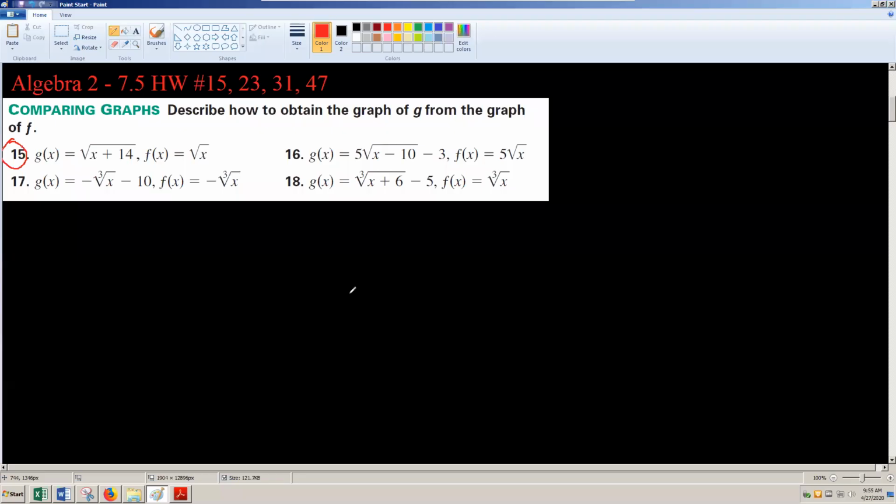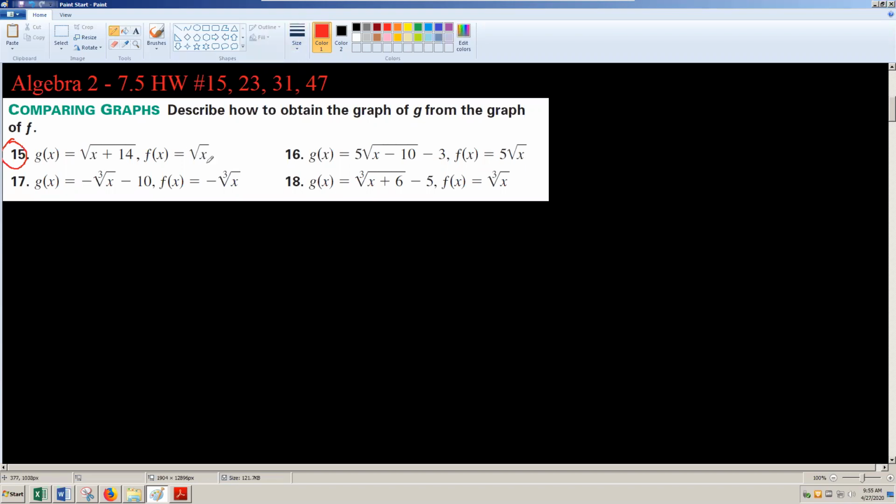So here is our 7.5 homework. We're going to start out with number 15. So we're just going to describe how to obtain the graph of G from the graph of F. Basically we're saying what change happened in G of X relative to its original parent function.